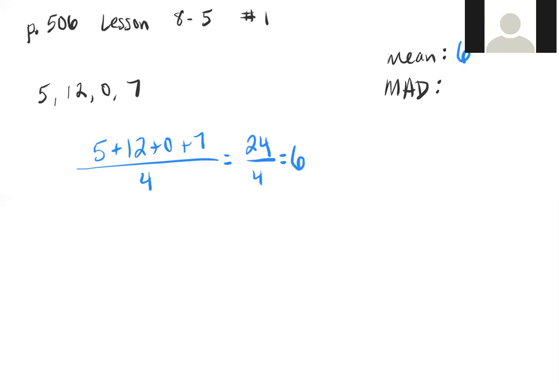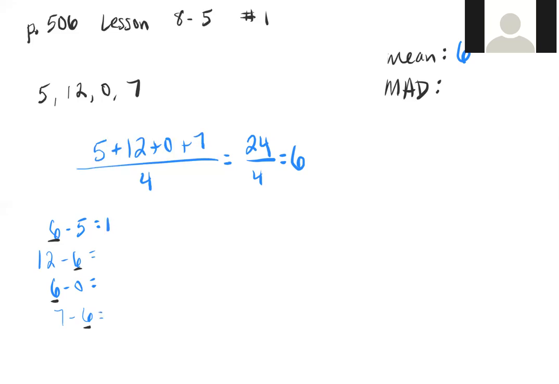Now we want to think about what is the distance of each of the numbers in my data from 6. So think about from 6 to 5, from 12 to 6, from 6 to 0, from 7 to 6. And remember the 6's here, that's representing my mean. So I'm just trying to find the distance from each of the numbers in my data set to the mean.